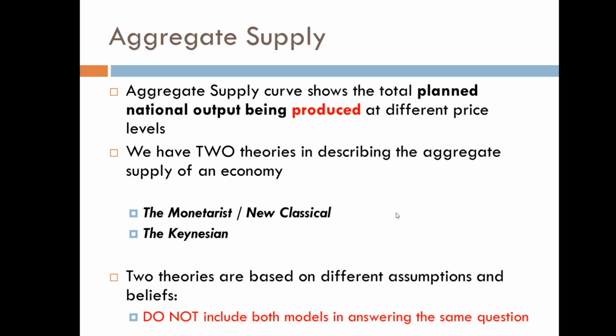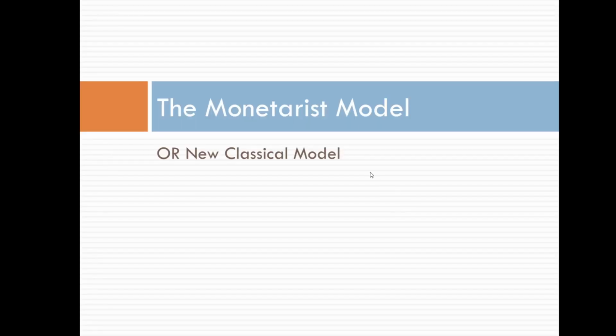So let's take a look at what the monetarists said about AS, or you can call it the new classical model. Once again, a model: we are trying to oversimplify something in the real world. So this is what we call a model.